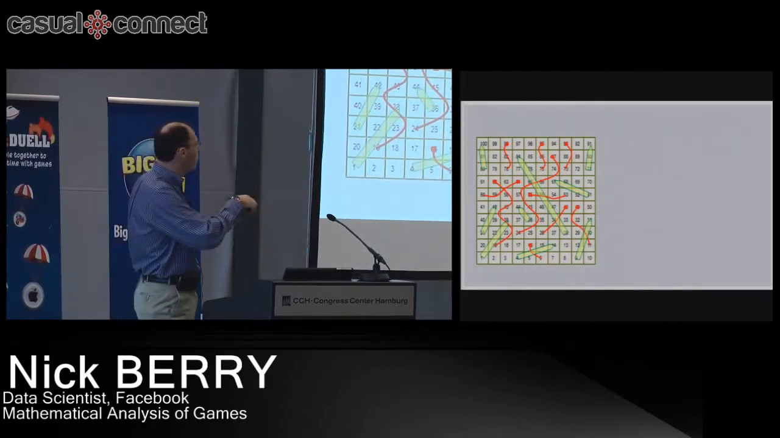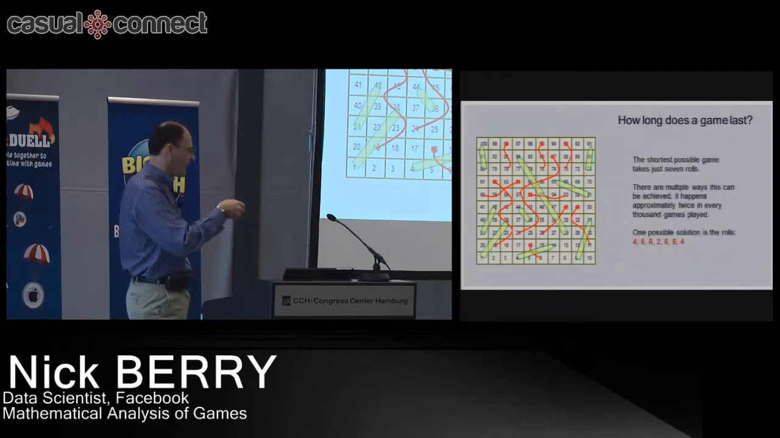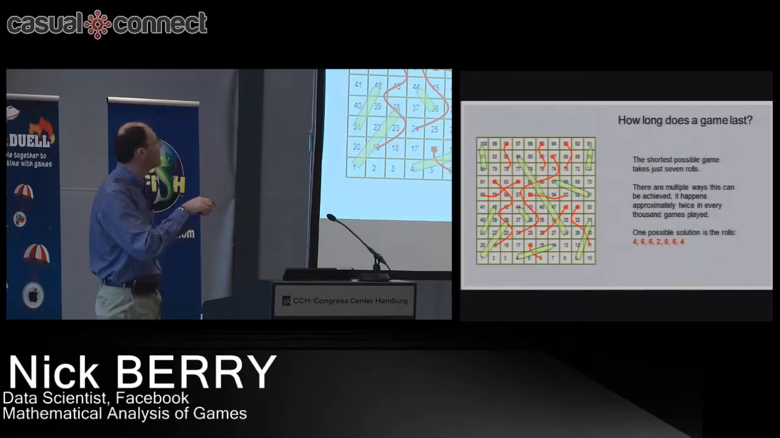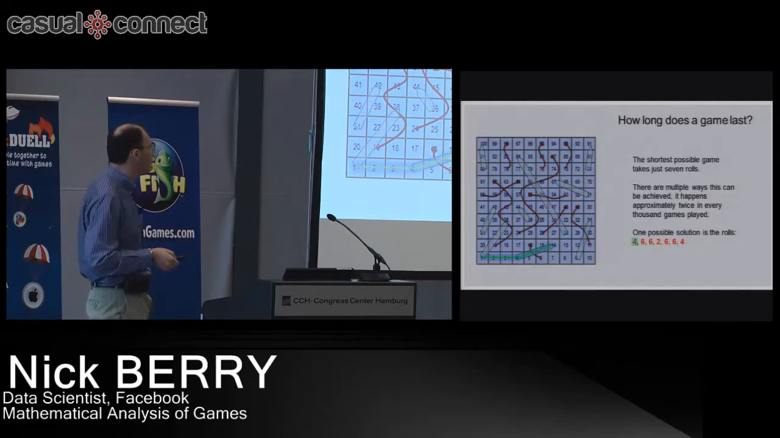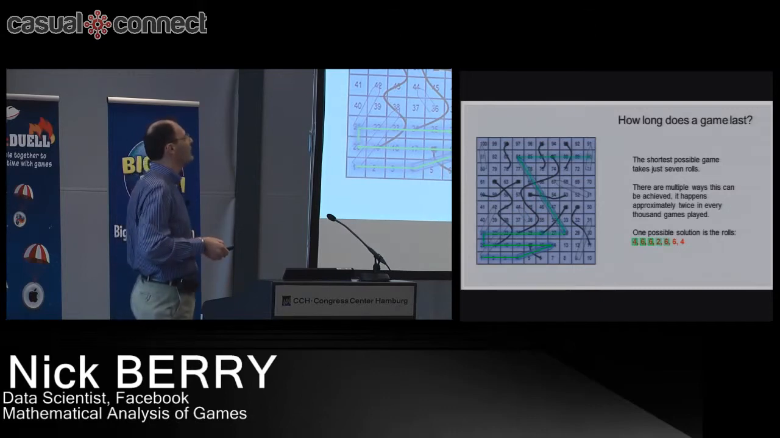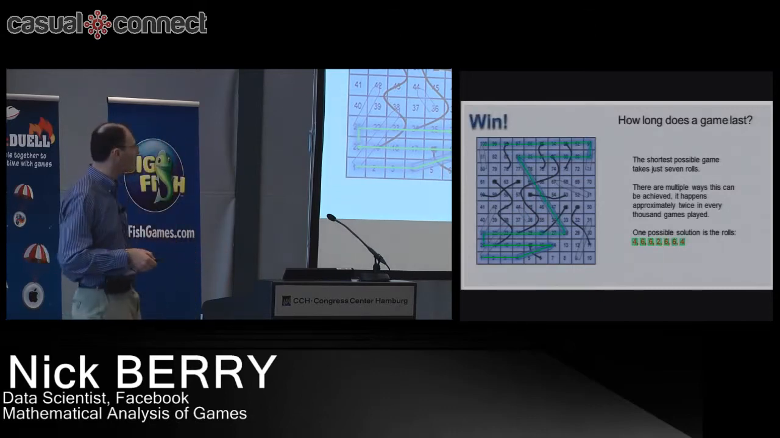And here's a model of a board, and you can see here are ladders, and here are the snakes. And the shortest way to play the game, by chance, happens to be you can roll a 4, and then a 6, and then a 6. And this is how the game is played, and actually after 6 moves, it's possible to win the game. But how long does an average game take?